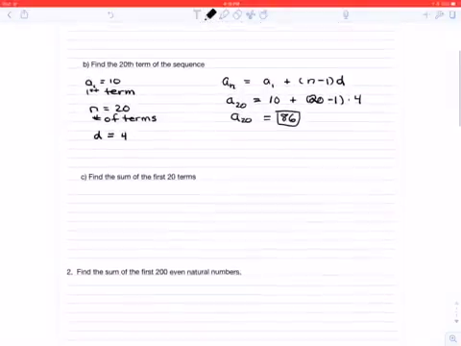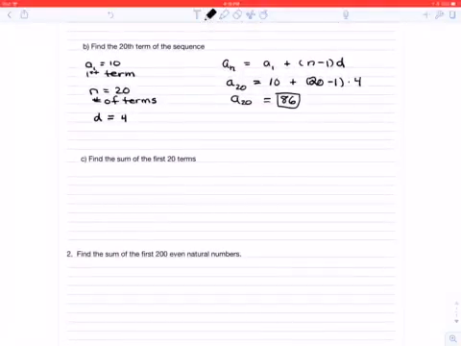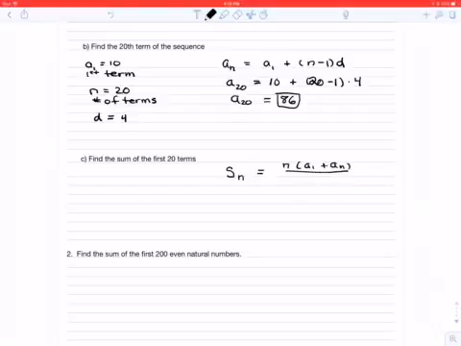Now, if I wanted to find the sum of the first 20 terms of that sequence, I could list all 20 terms and then add them, or I could take a shortcut. To find the sum of the first n terms of an arithmetic sequence, it's just n, that is the number of terms, times the first term plus the nth term, over 2.